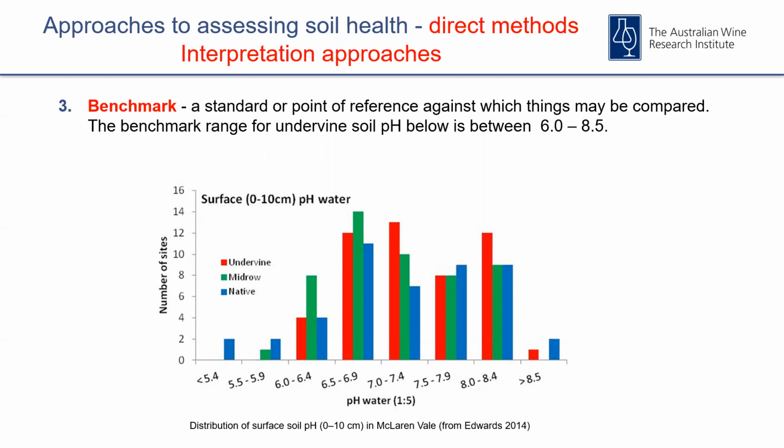At different points, you've got undervine, mid-row, and the native areas around vineyards, and you can see quite a range in measures across McLaren Vale. But you can take your result and compare where you fit on that population of results. We find that's also useful in understanding where you fit, whether you're within the normal range or at the extremes.